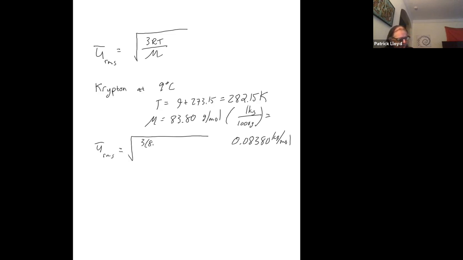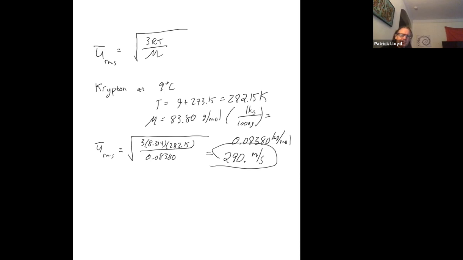And then you can just do your average. 3 times 8.314 times 282.15, and then divide that by 0.08380. So 3 times 8.314 times 282.15 over 0.0838, square root. 289. I'm going to round it to 290. And that would be in meters per second, just as we talked about it.